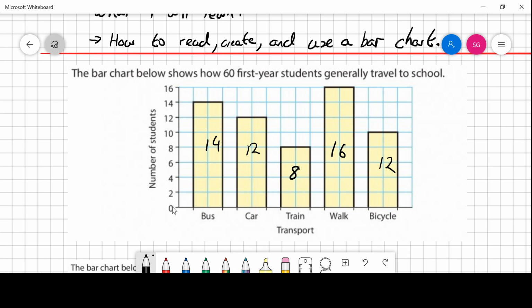And also, you'll notice that this y-axis is not going up in ones, it's going up in twos here. I'm going to try to do more than one or two examples where it isn't just going up 1, 2, 3, 4, 5, 6. Instead, you can see it's going up in twos.